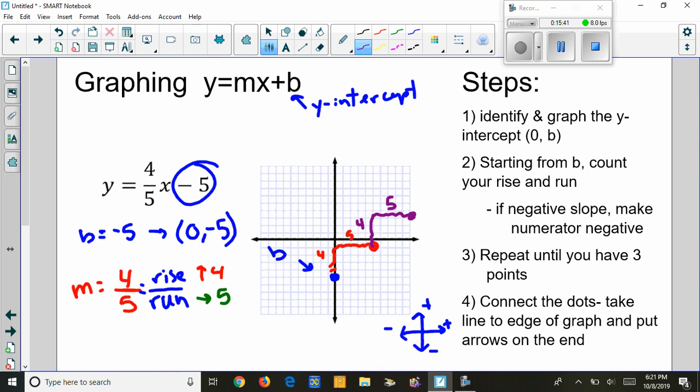The very last step is to draw our line. As you move forward, you'll be asked to do this again, so make your lines as straight as possible, and they need to, at the very least, touch the edge of the graph. And you put arrows on the end. We put arrows on the end because graphs of lines go on infinitely. It will continue to go in that direction at a constant rate.